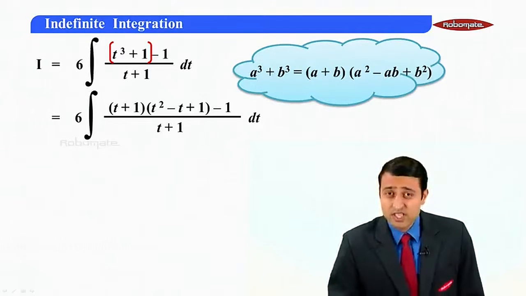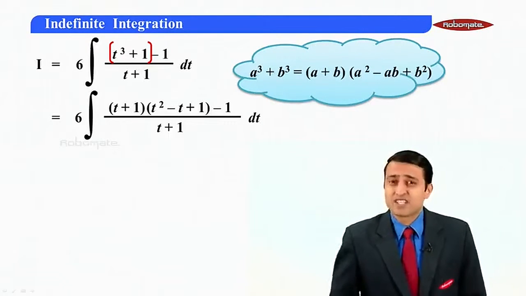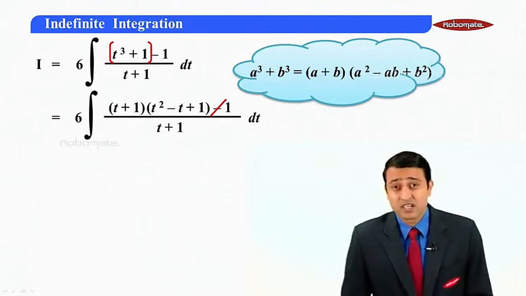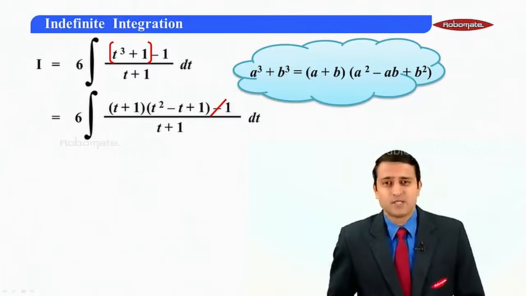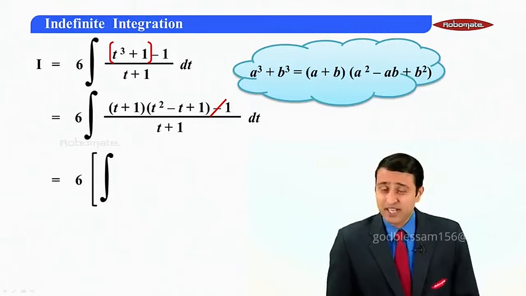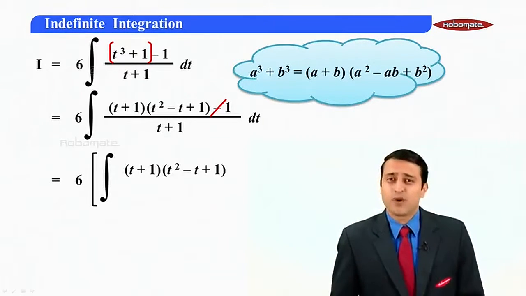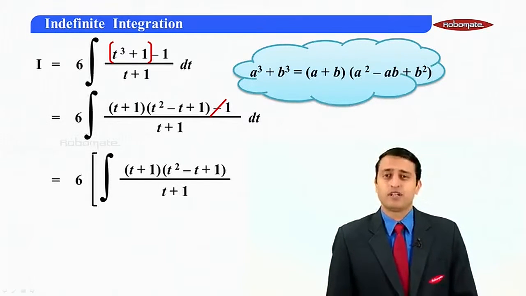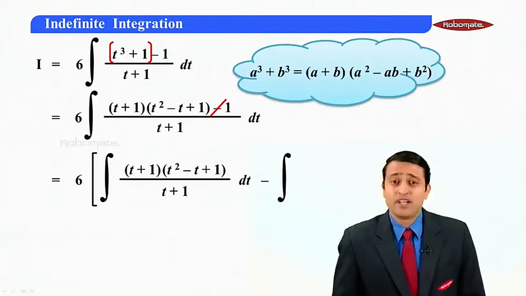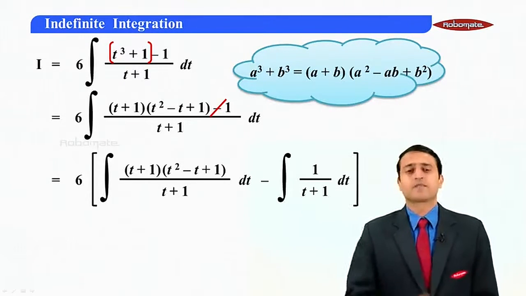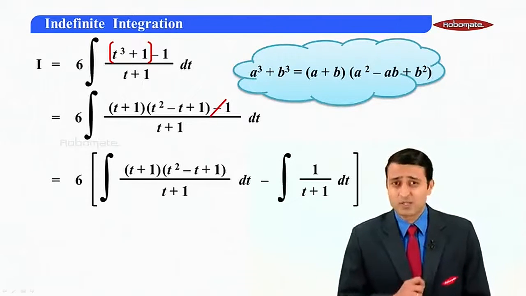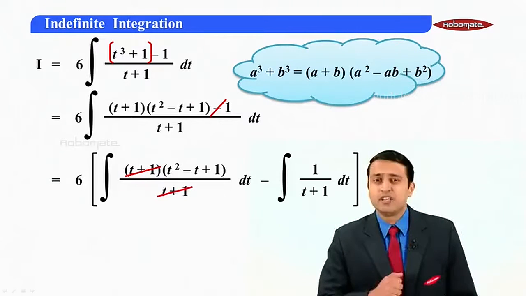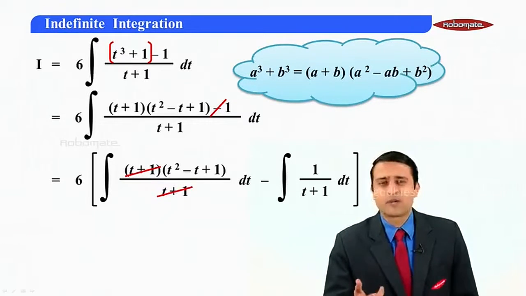Now, my dear students, if I consider t plus 1 as a single unit, again I come to the same point that the denominator is a single term, so we will separate. So in the next step, can I write that 6 outside? And now we'll have t plus 1 into t square minus t plus 1 divided by t plus 1, minus 1 upon t plus 1 dt. Is that okay? Now my dear students, can I say that t plus 1 here cancels in the first integral? Very good. Now what we have is a simple polynomial to integrate.